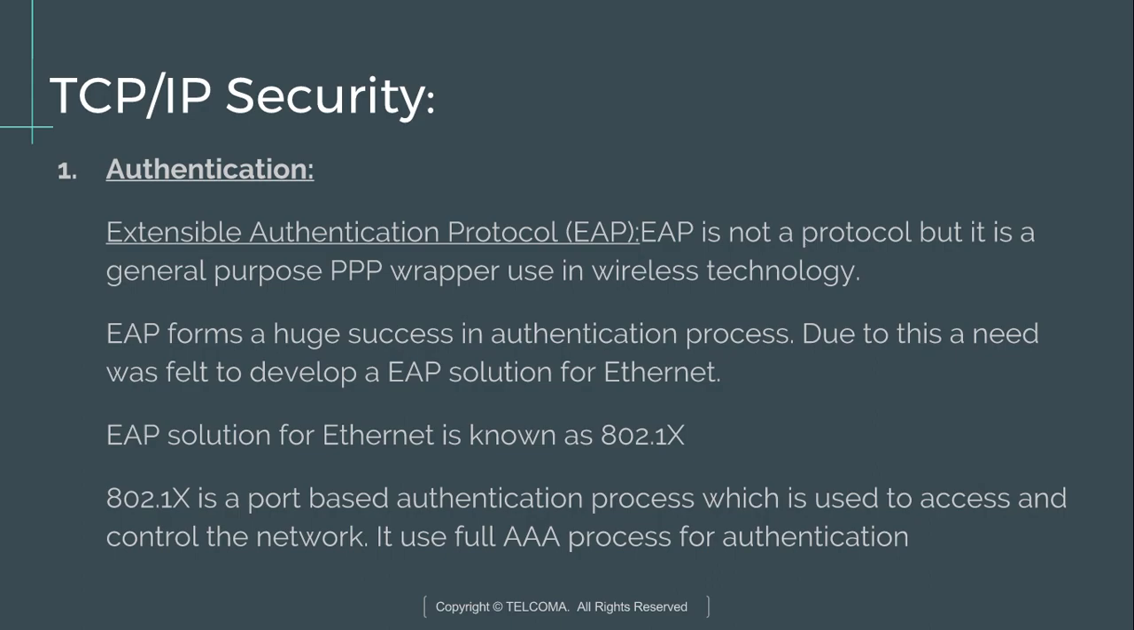The EAP solution for Ethernet is known as 802.1x. 802.1x is a port-based authentication process which is used to access and control the network, and it uses the full AAA process for authentication.